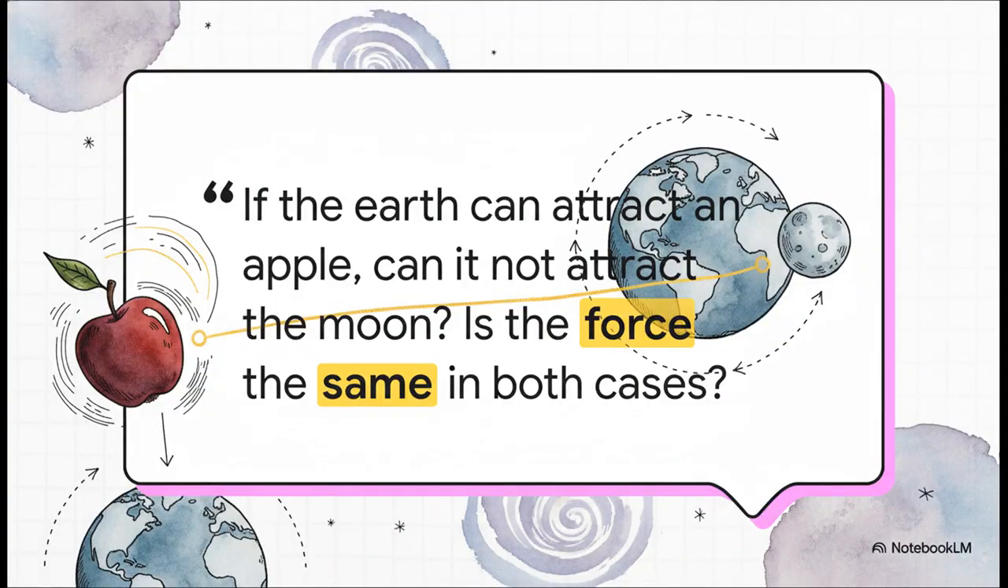And this right here, this is the brilliant leap. This is the moment of genius. Newton wondered, hey, if this force can pull an apple to the ground, maybe it reaches out way, way further. Maybe, he thought, that's the exact same force that's holding the moon in its path around the Earth. That idea was an absolute game changer.